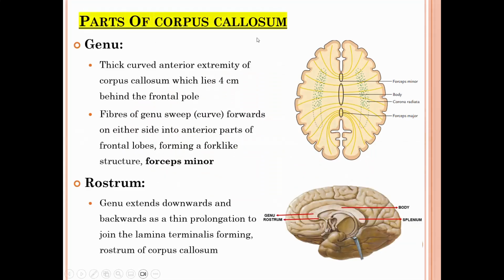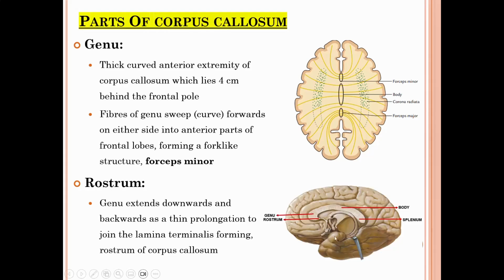Now parts of the corpus callosum, first is genu. So genu is situated here. It consists of the thick curved anterior extremity of corpus callosum, which is lying 4 centimeter behind the frontal pole. So here is the frontal pole, and it is lying 4 centimeter behind that. Fibers of genu are curving forward on either side into the anterior part of the frontal lobe. You see how they are going into the frontal lobe, forming a fork-like structure that is known as forceps minor.